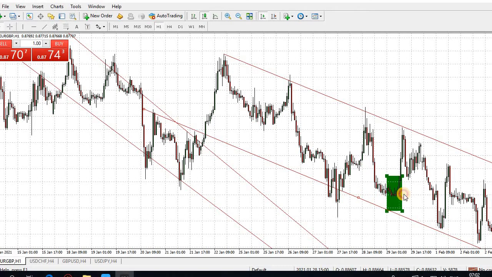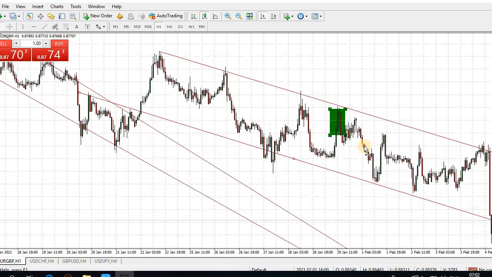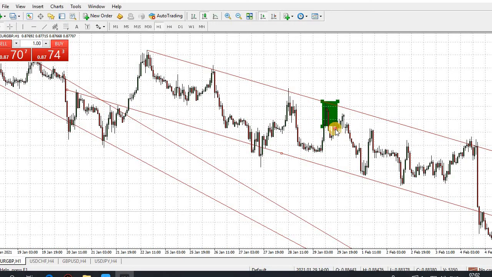We wait for the opportunity. Here we never got the opportunity. The opportunity came here, and then it did exactly what we want. After bouncing, the market went in our direction, and then the same thing happened here, and then it never happened again until here.